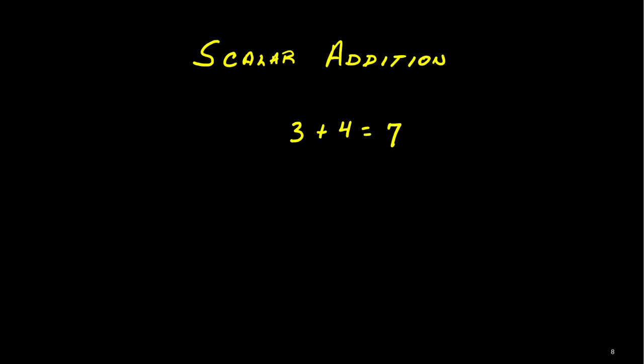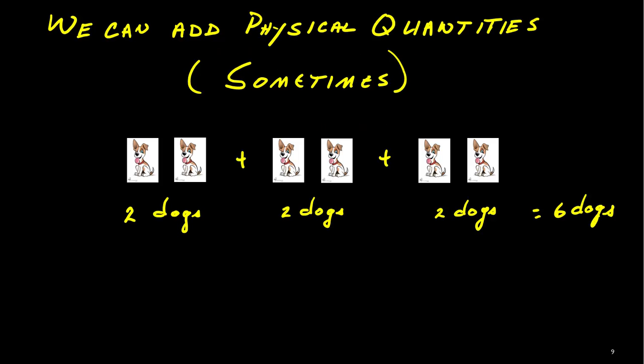Going all the way back to grade school, we have scalar addition. We just add two numbers like 3 and 4, and we get 7. Now the nice thing is we can do something similar to that with physical quantities. We just have to be a little bit more careful. So here's a situation. We have 2 dogs, 2 dogs, and 2 dogs, and we're going to add those.